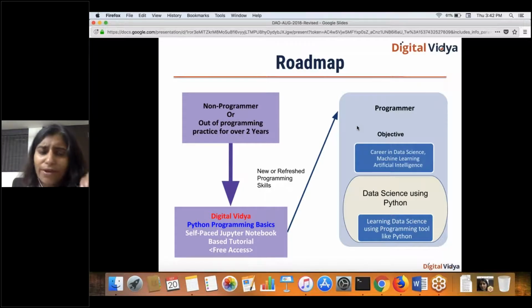At Digital Vidya, we have a very simple-to-learn course called Python Programming Basics. It is self-paced, with Jupyter Notebook-based tutorials. Jupyter Notebook is a coding environment which allows you to code, make your comments, and see the output all in one. If you give yourself 3 to 4 weeks and do it, you're ready. That means you are absolutely comfortable with your basic Python programming. Once you're done, you have done away with that non-programmer tag, and you are ready to pursue a machine learning programming-based career.